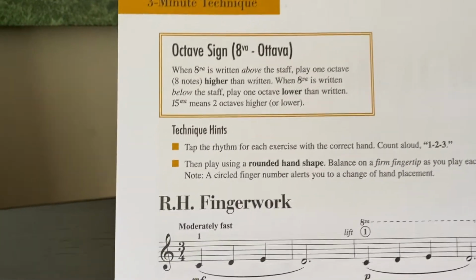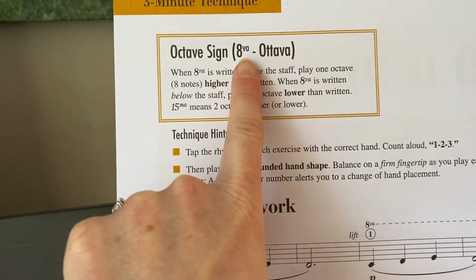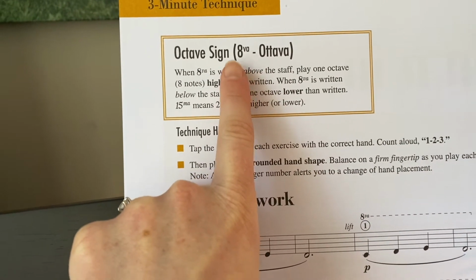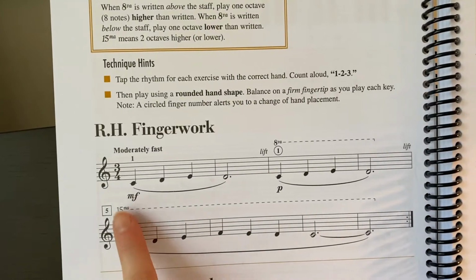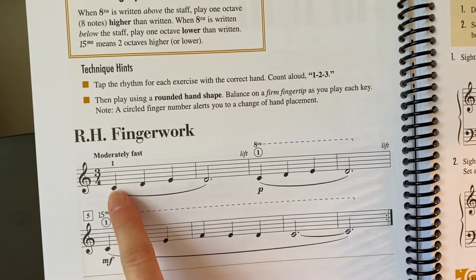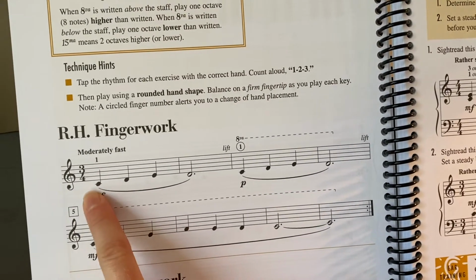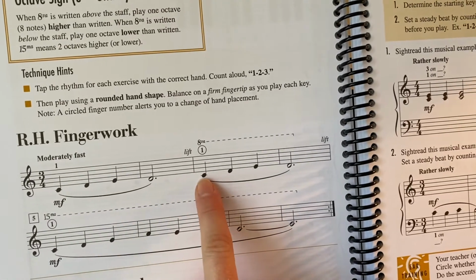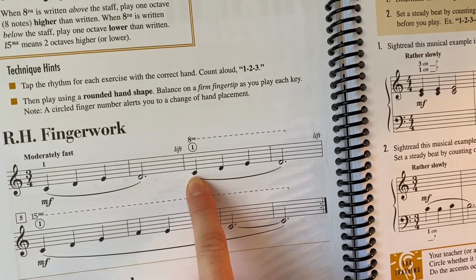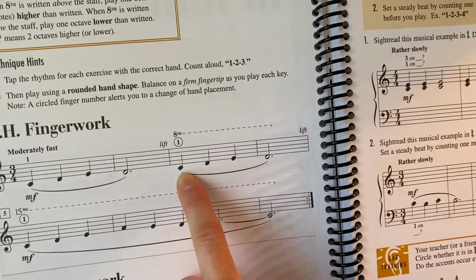There's a sign for it. It's an 8 with a VA. And what that means is if you see this sign, if you look down here in this next piece, you're going to play regular middle C here, and then you're going to pop up to the C above it, one octave higher, to play this part.